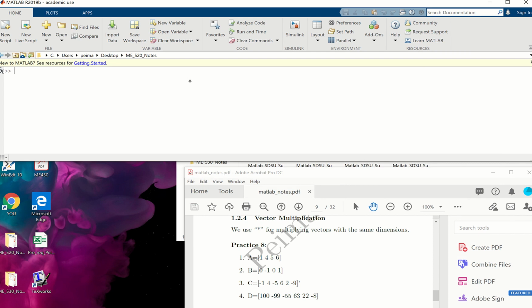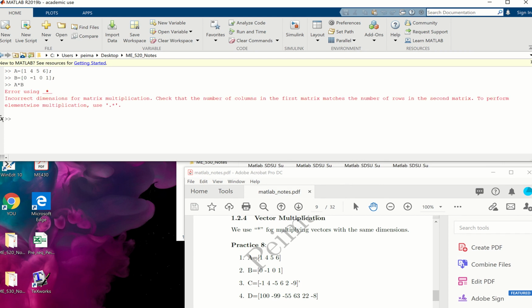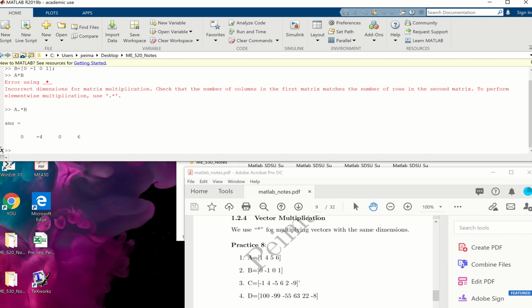So we were at practice number 8. A is 1, 4, 5, 6. That's right, this is a row. And B is 0, minus 1, 0, and 1. This is another row. If I say A multiplied by B, because they are rows, it's going to be an error message, because I told you when you are multiplying two rows you have to use dot star. That's right, element by element multiplication.